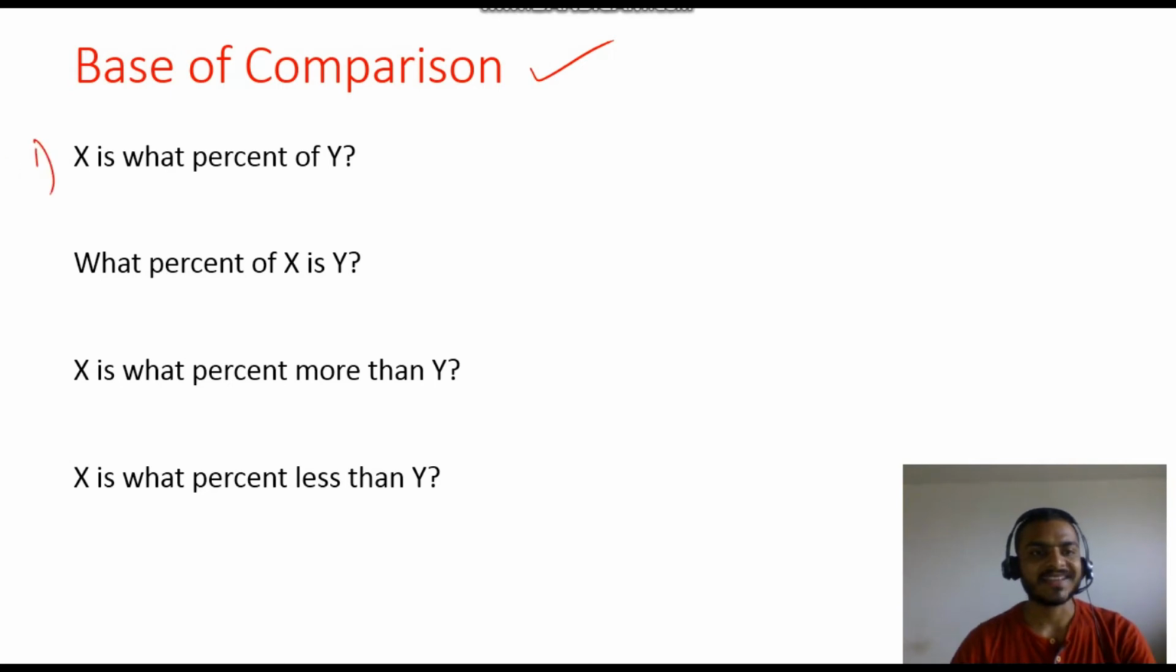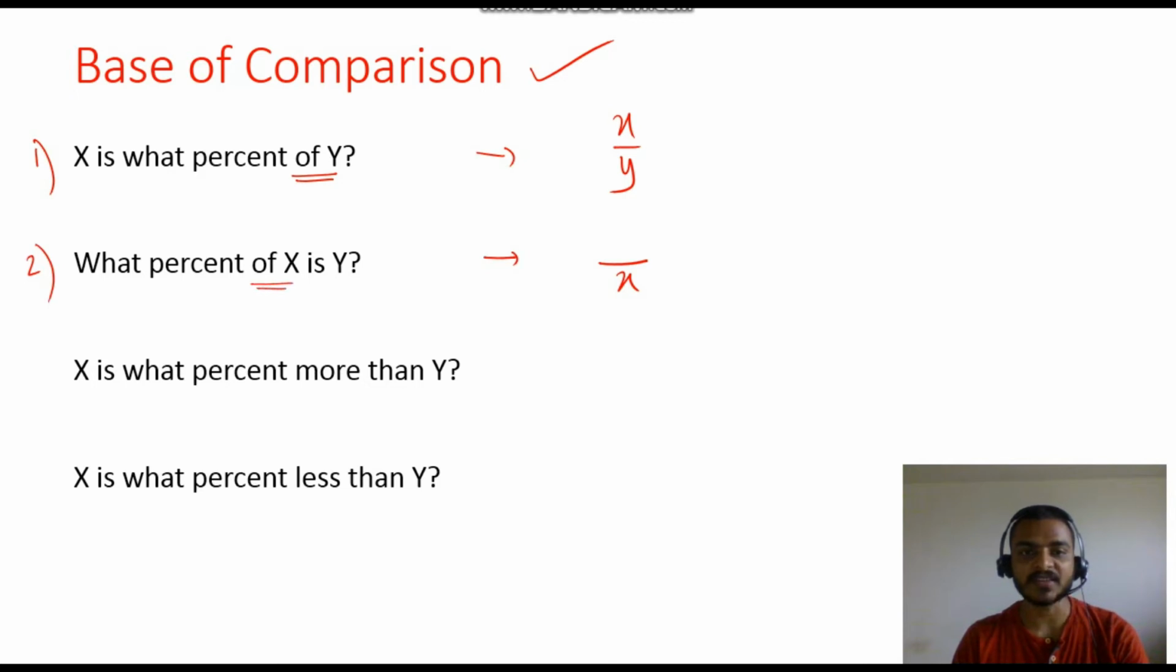The first statement says x is what percent of y. Now in this statement we are comparing x with respect to y. So the base of comparison here is y. So "of y" is a hint here. Okay. Check the next one. What percent of x is y? So in this question, the base of comparison is x, because the statement says "of x". So we are comparing y with respect to x. So when we want a percentage, obviously we will multiply this by 100, right? And we want a percentage here, so we multiply this by 100 as well.